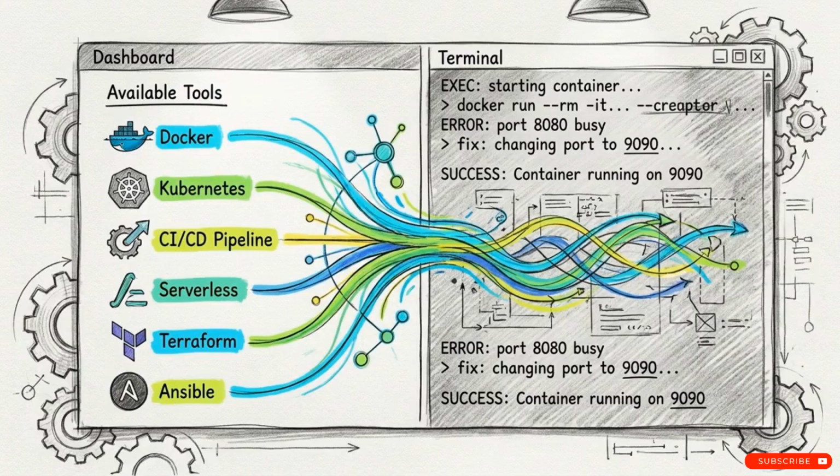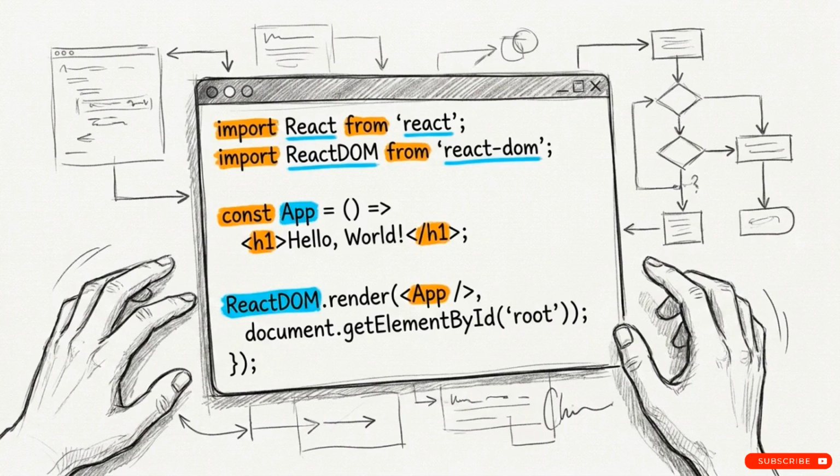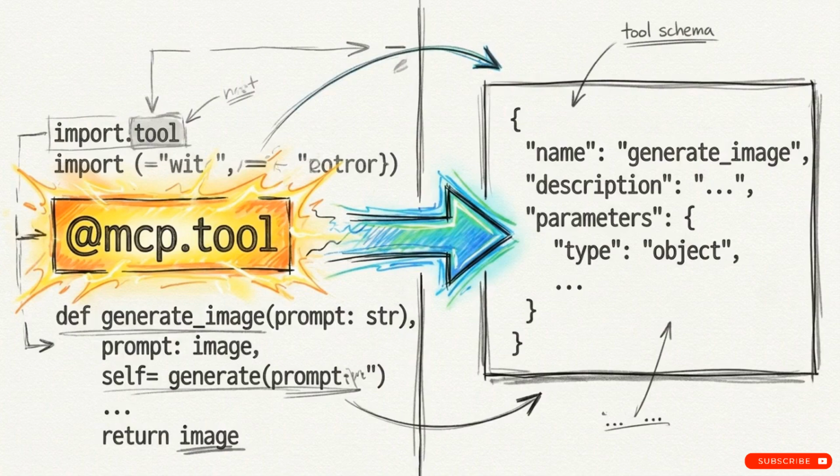Because of this separation, the host application no longer needs to know how a tool executes, only that it is available. Setting this up is straightforward using the Python SDK for MCP, which uses a syntax similar to FastAPI. Decorating a Python function with the mcp.tool decorator automatically serializes that code into a standardized JSON schema.